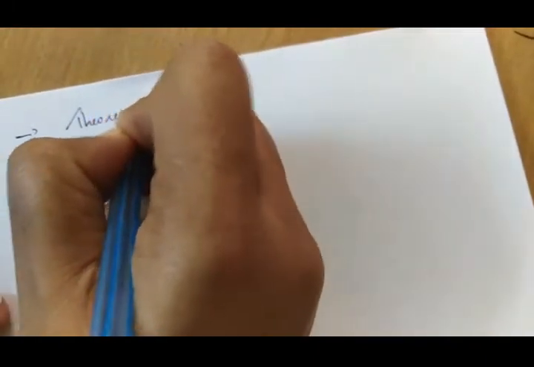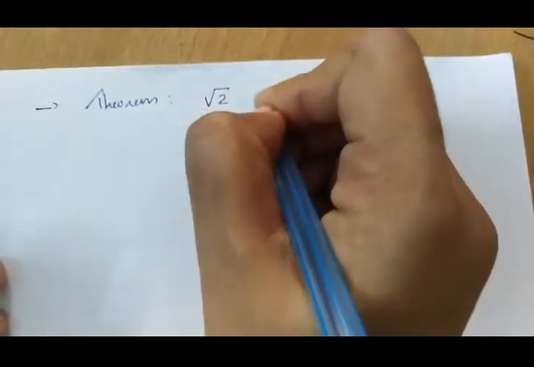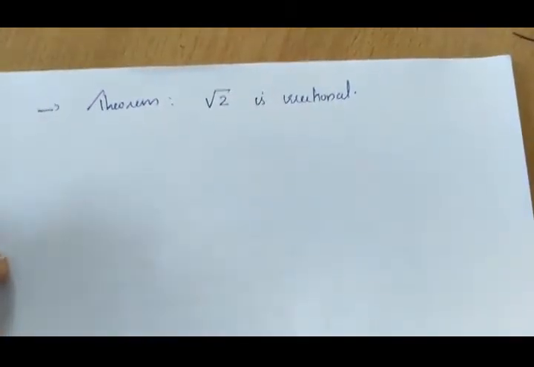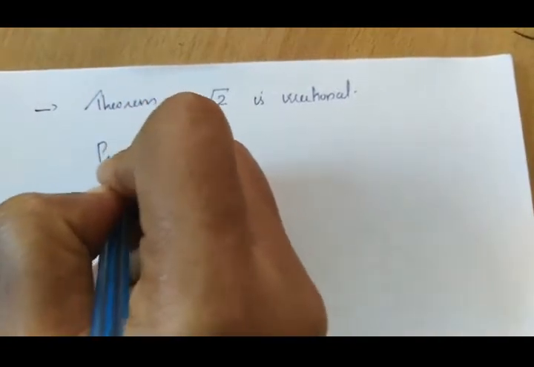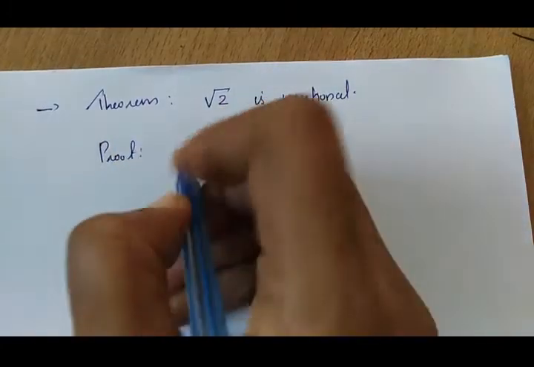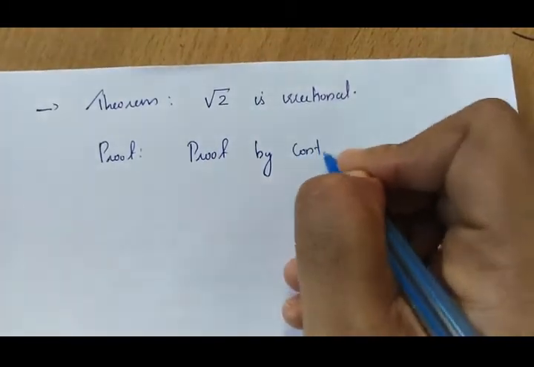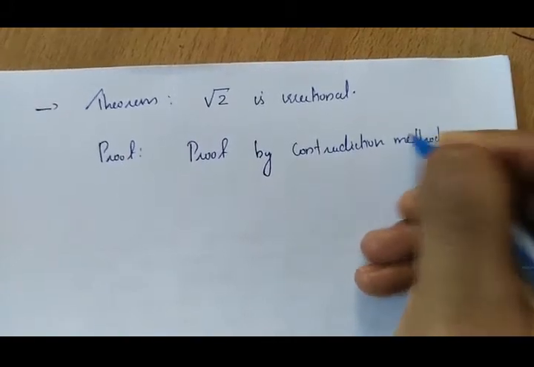From an examination point of view, it is one important theorem: root 2 is irrational. We are going to prove this theorem by a method, proof by contradiction. Proof by contradiction method.